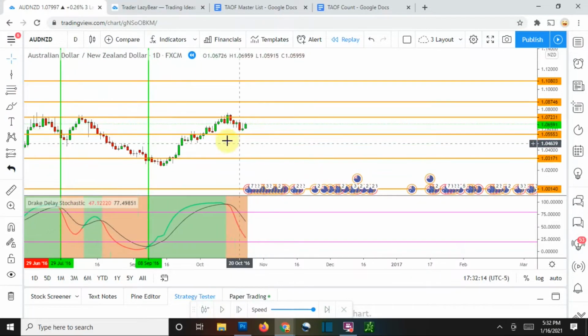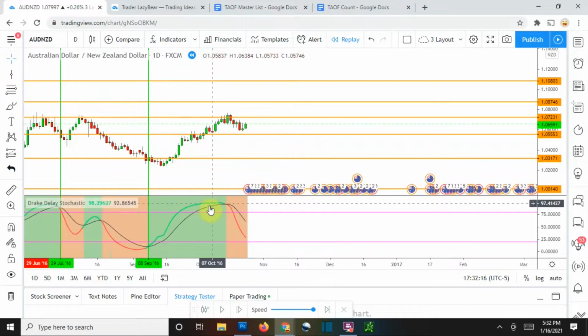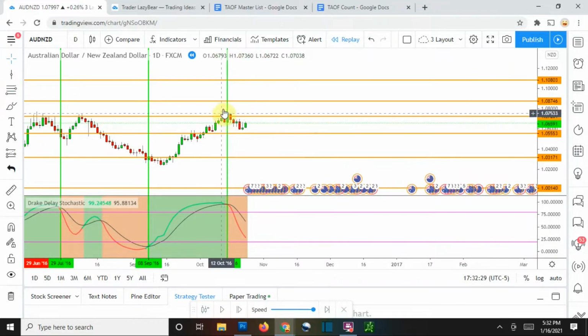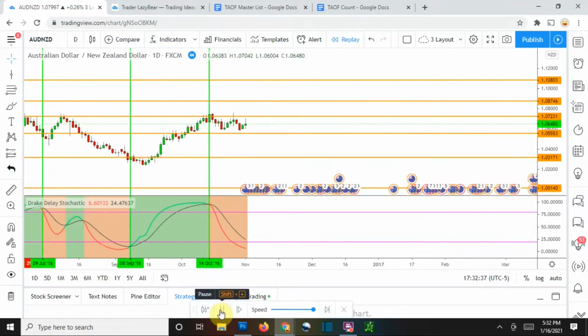Now we're up above the overbought area right here, and then we hit a sell signal right there, which was about perfectly at the top of that move before it started to move down. And that would have gotten us to take profit.